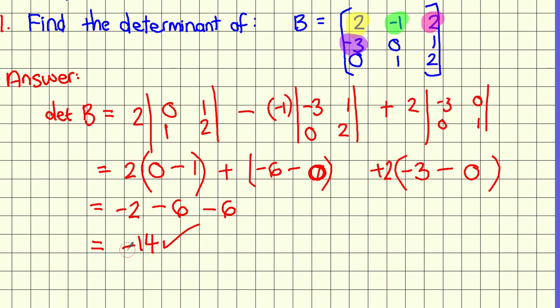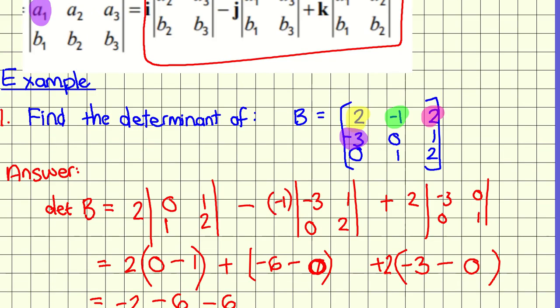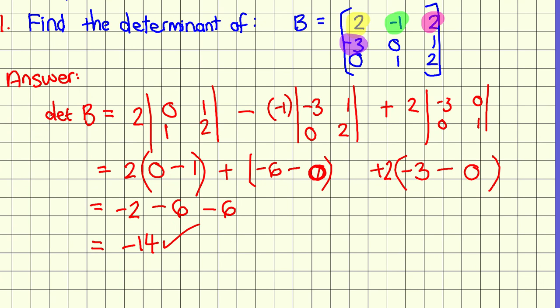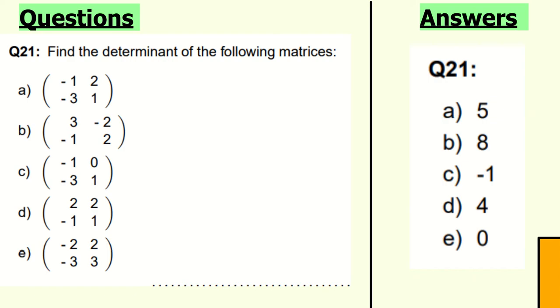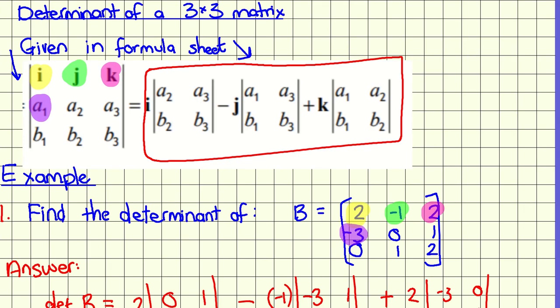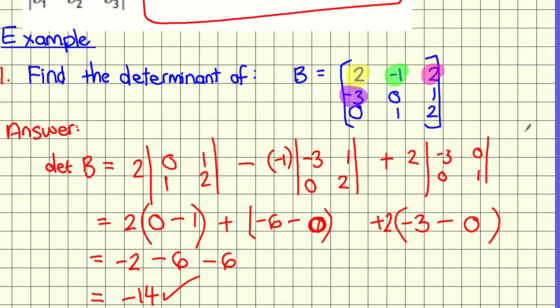Alright, so your determinant should always give you a number as your final answer. Okay, and so the 3 by 3 determinant is given straight from your formula sheet. Alright, so same again. Actually, I don't have any questions for you to practice on this. That's fine. Right, what we're going to do is go on to, hold on, inverse. That's your determinant of a 3 by 3 matrix.